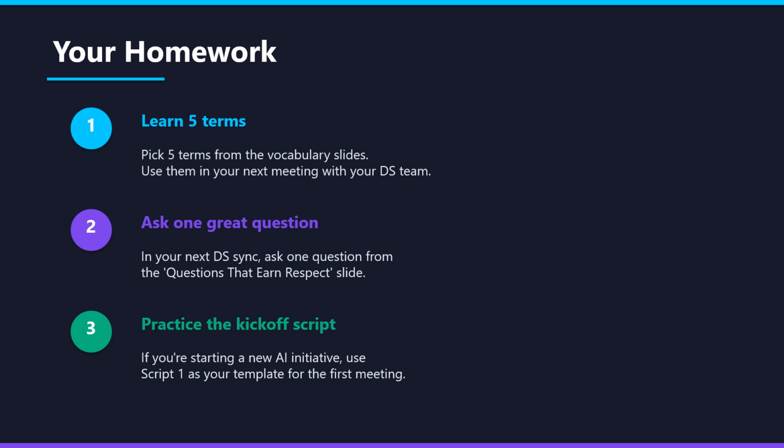And the third one is, if you are starting a new AI initiative, use script one as your template for the kickoff meeting. Lead with the business problem, set the baseline, and ask for their expert opinion on what is realistic.